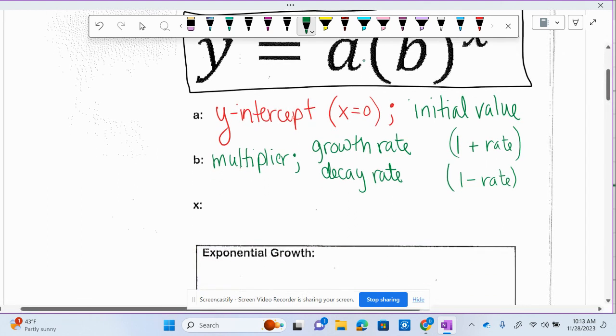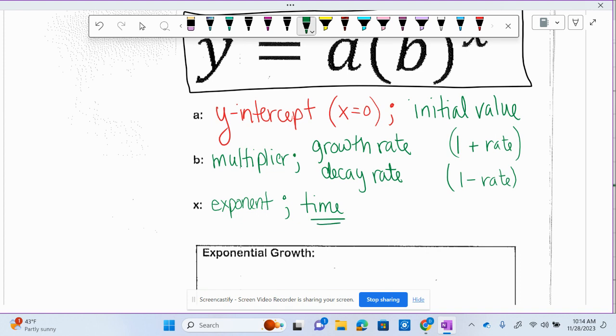So x represents our exponent. And in terms of growth and decay, it's typically time. And sometimes it gives you the variable t instead of x. But your exponent is time in terms of growth and decay.